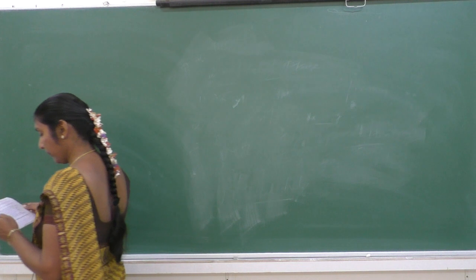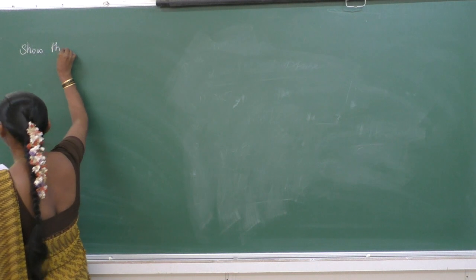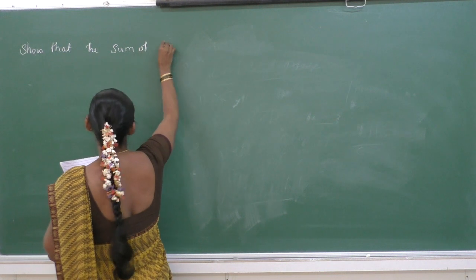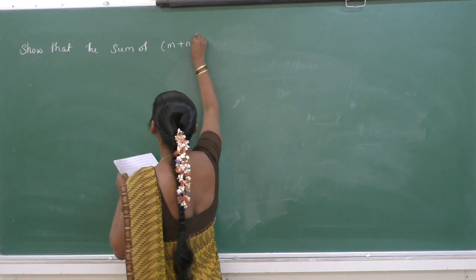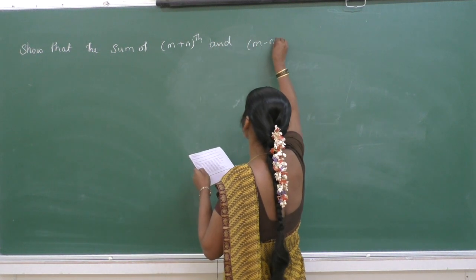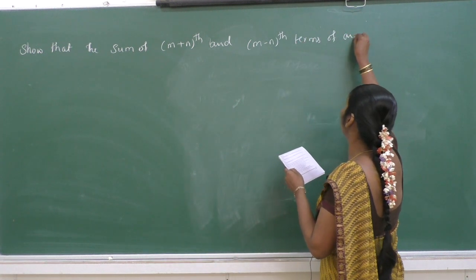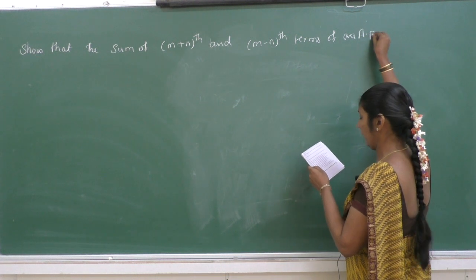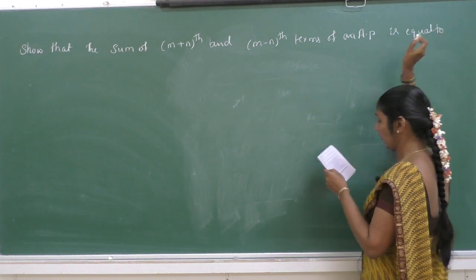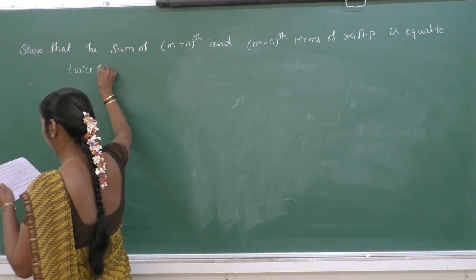So, show that the sum of m plus nth and m minus nth terms of an AP is equal to twice the mth term.